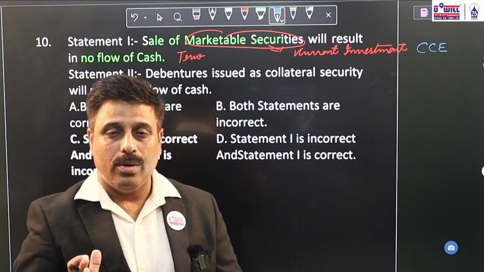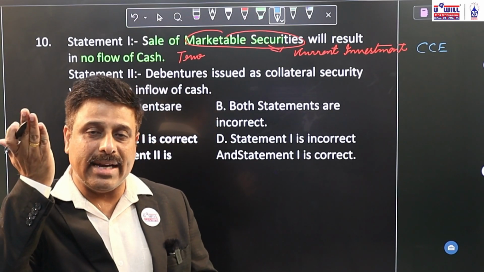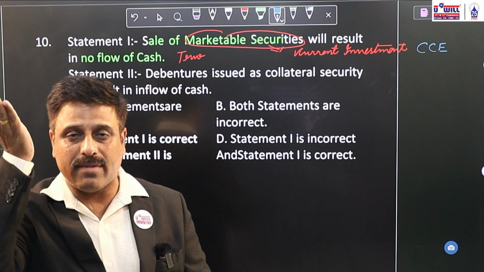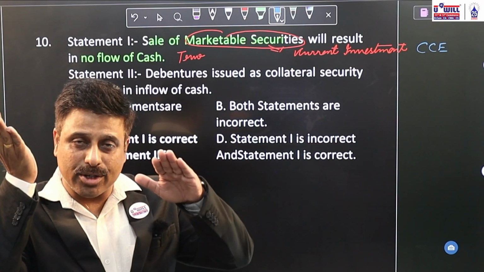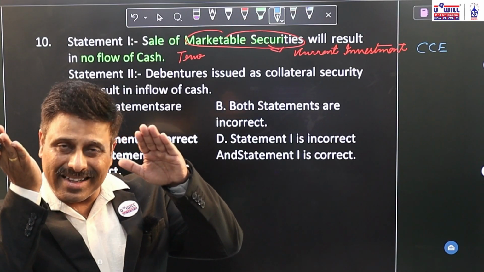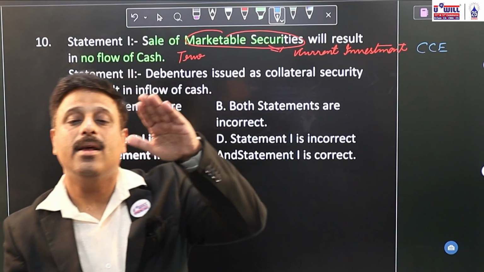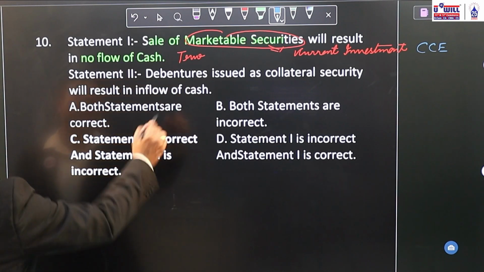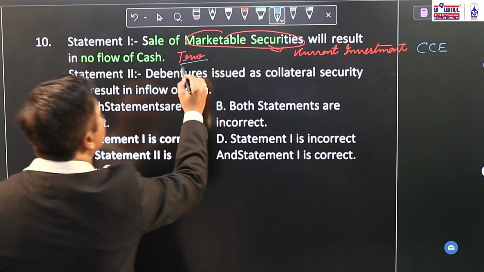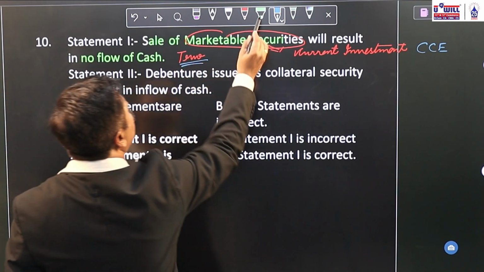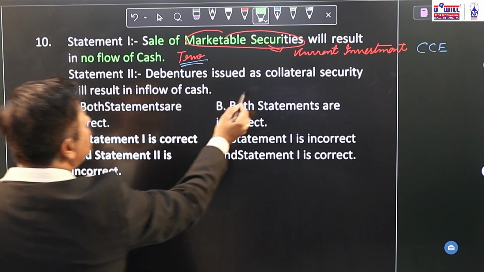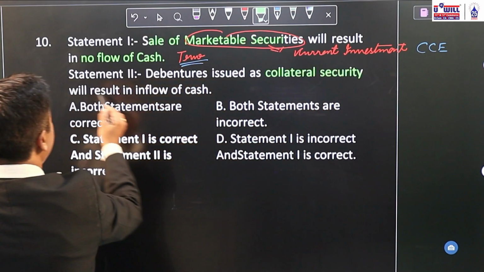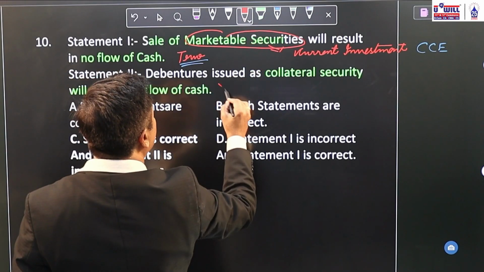So cash will increase, which means one cash and cash equivalent will increase, and marketable securities also being a part of cash and cash equivalent, another cash and cash equivalent will decrease. One will increase, other will decrease. There will be no change in cash and cash equivalent. So it will result in no flow of cash is true. Okay. Statement 2. Debentures issued as a collateral security will result in inflow of cash. No. False.